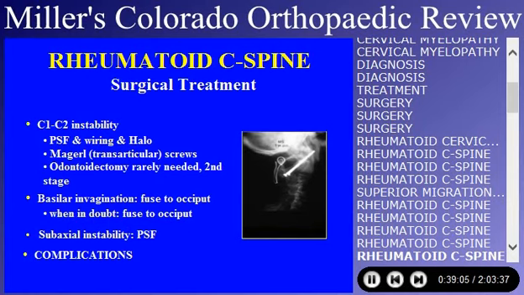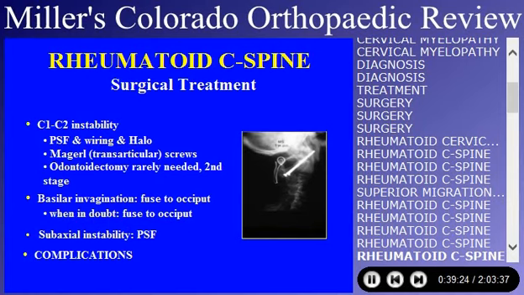So resection of the dens, a transoral odontoidectomy, should be reserved as a second stage operation. If you have basilar invagination in isolation, then the operation is an occipital-cervical fusion from the occiput to C2.